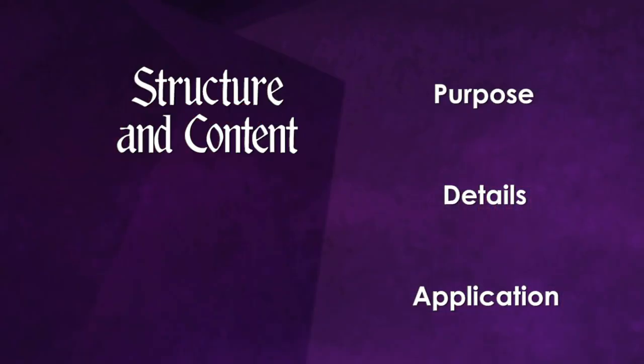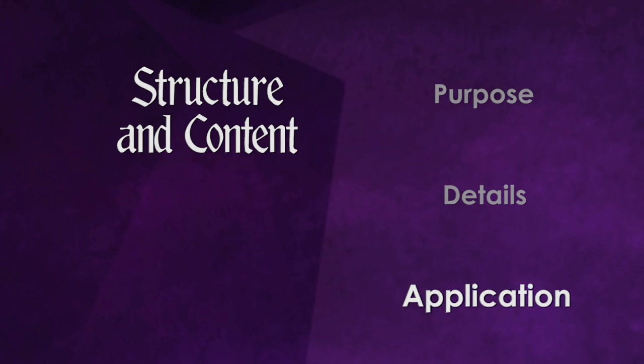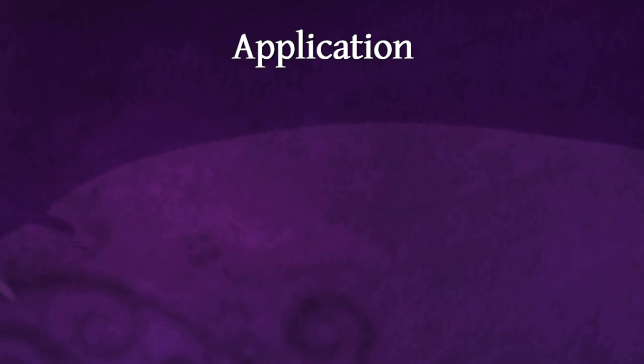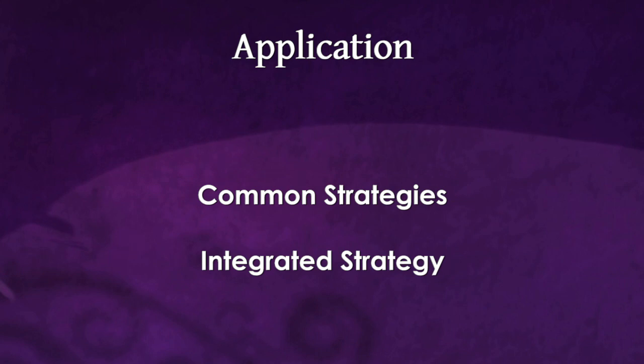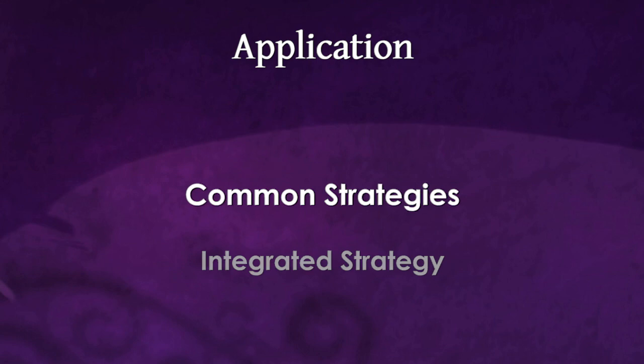Having discussed the purpose and details of the book of Revelation, we're ready to address our third major topic: strategies for the application of Revelation. Our discussion of the modern application of Revelation will divide into two parts. First, we'll describe and critique four common strategies for applying the book of Revelation. And second, we'll suggest an integrated strategy that makes use of elements from all four common strategies. Let's look first at the four common strategies for applying Revelation.